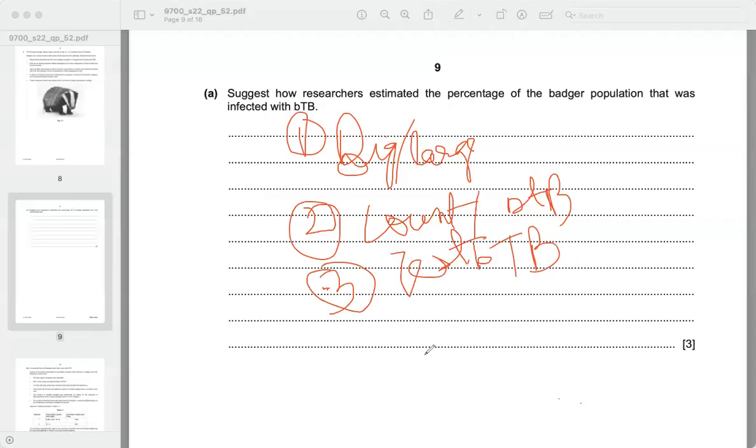Now, which one of them is positive? And the fourth one, how do we calculate the percentage? How we calculate the percentage is that we take the number of the infected individuals divided by our total population, multiplied by 100. So you have to write that this is how we are going to calculate.